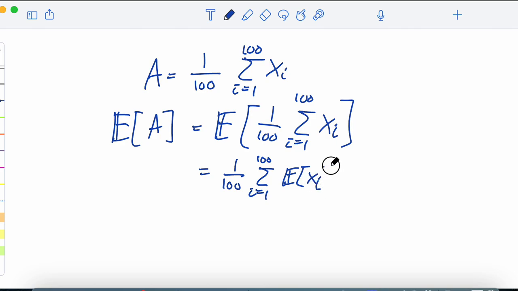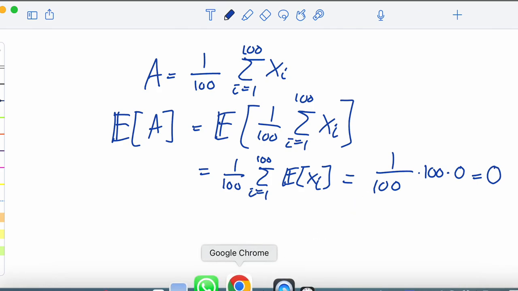So the mean of A is the sum of the means of the xi. But we said they're mean 0. So this is adding up 0 100 times. So if you want this as 1 over 100 times 100 times 0, 100 copies of 0 still gives 0 in the end. And that is why it's mean 0. So very good, people did that.